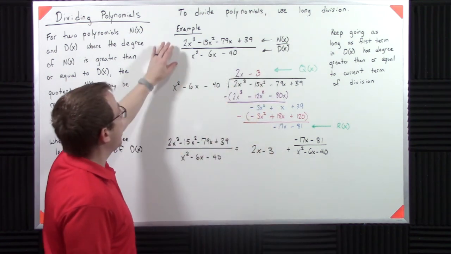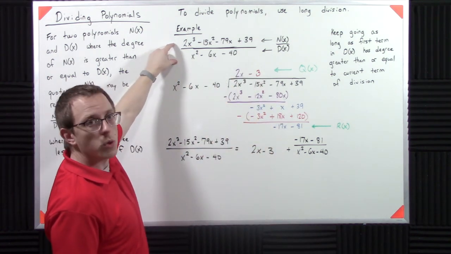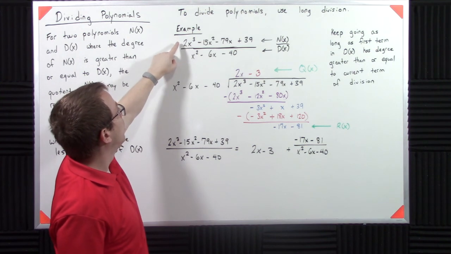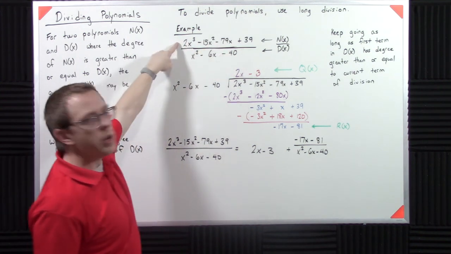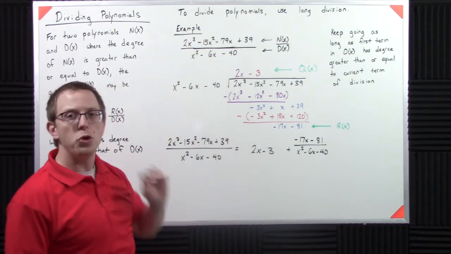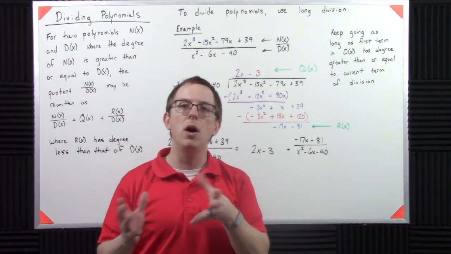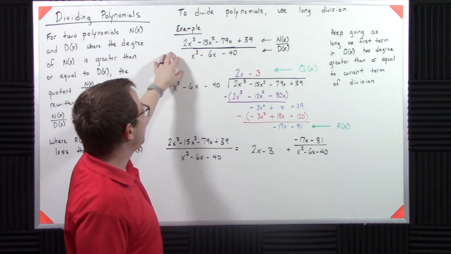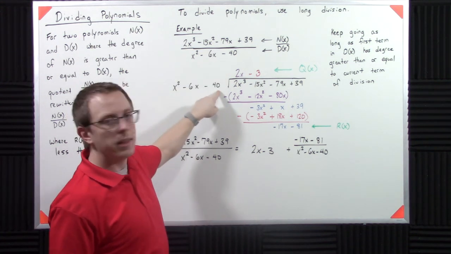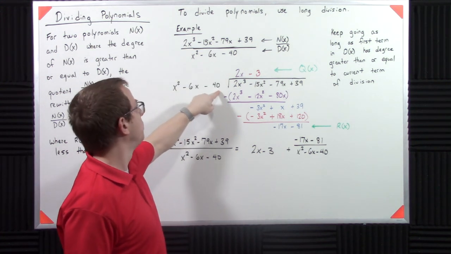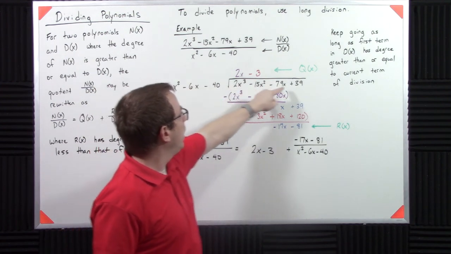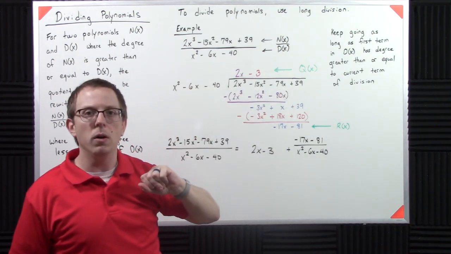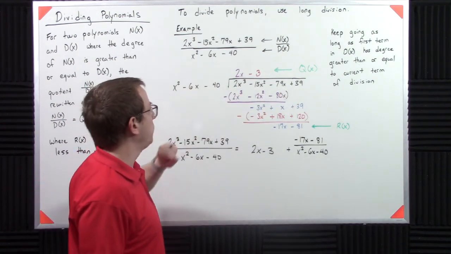So let's take a look. I have this rational expression here. So I have a degree 3 polynomial on top and a degree 2 polynomial on bottom. So how do I deal with the fact that those are disparate degrees? Well, what I'm going to do is take the bottom and set that up as the divisor. And then I'm going to set that up here as the thing I'm going to go into.